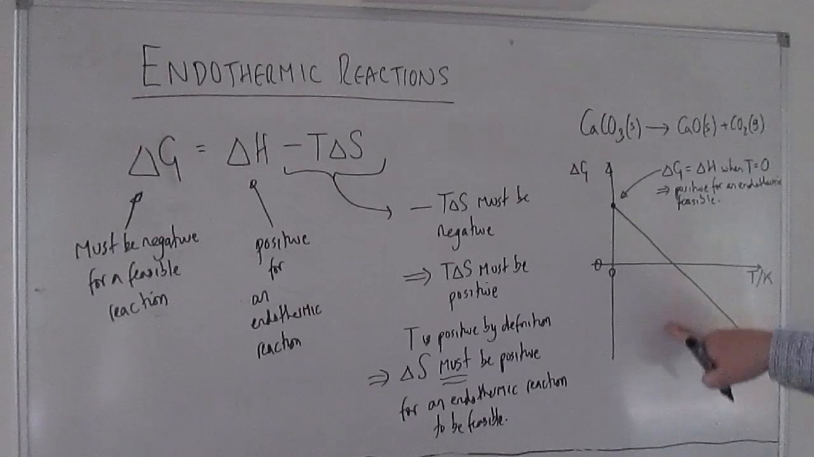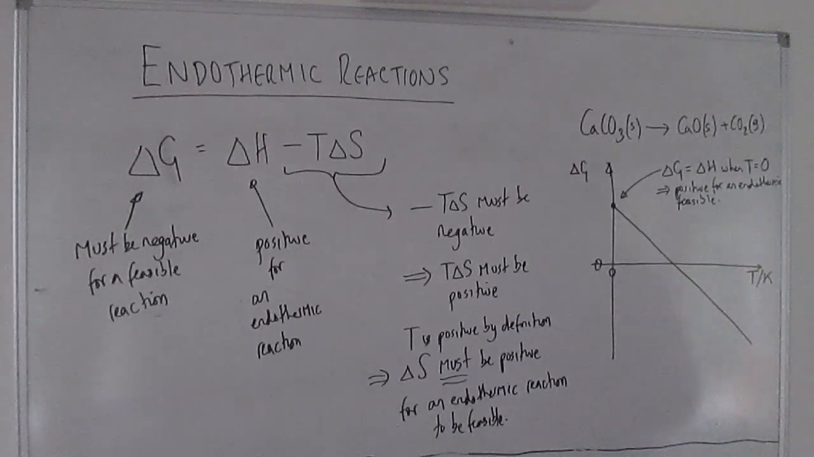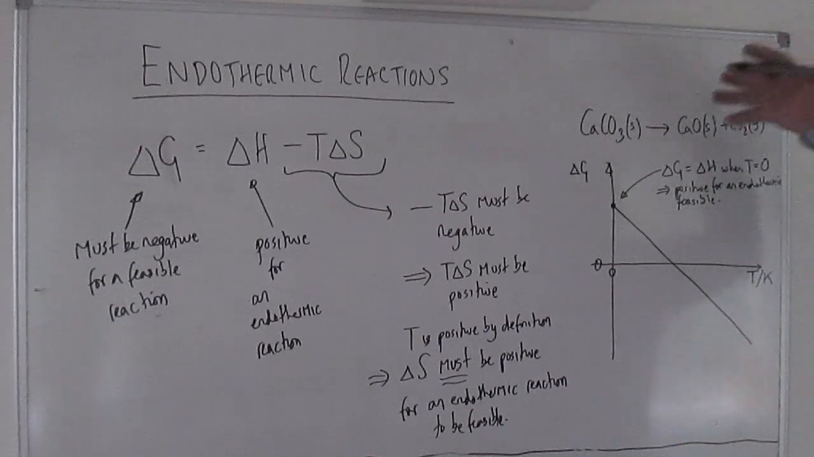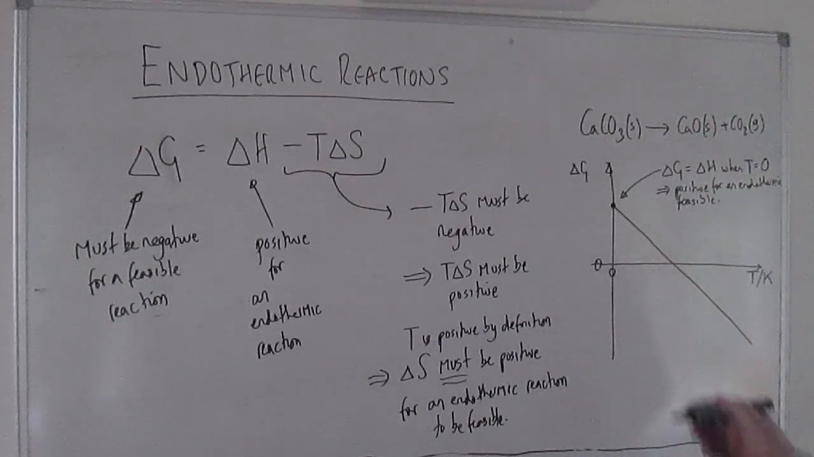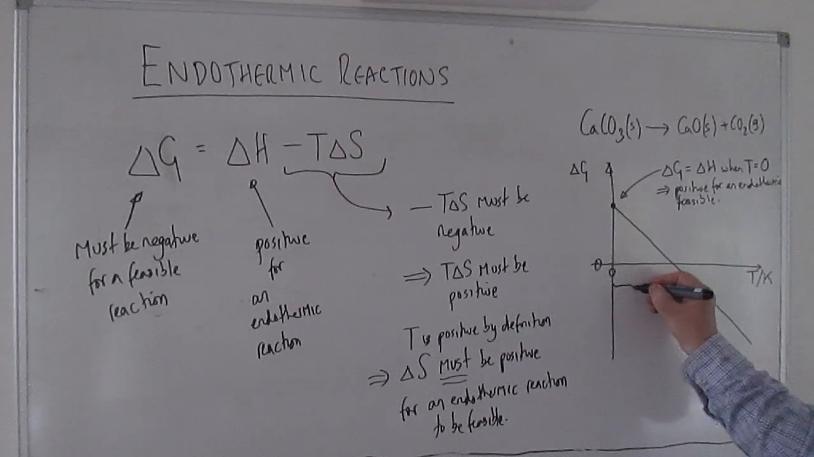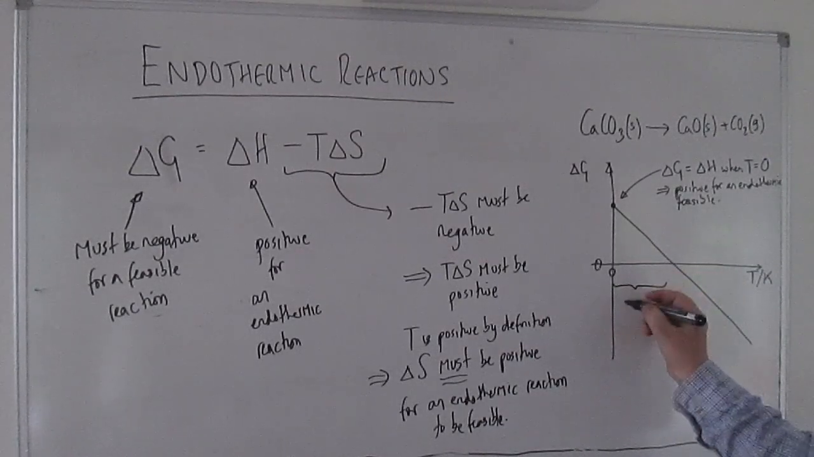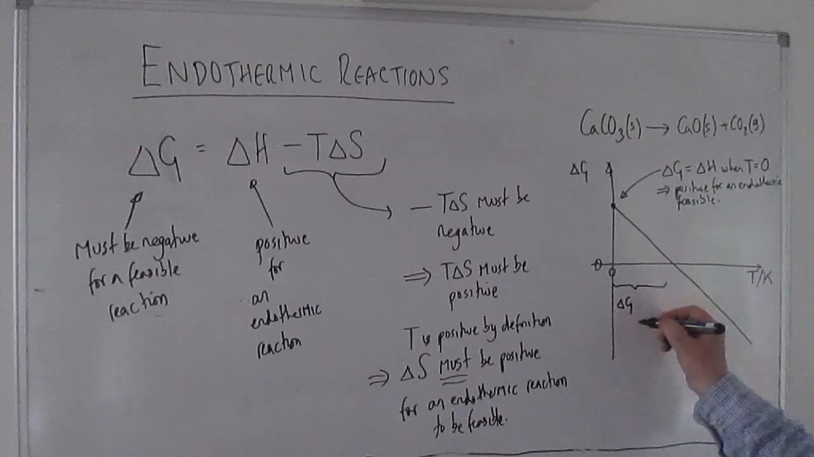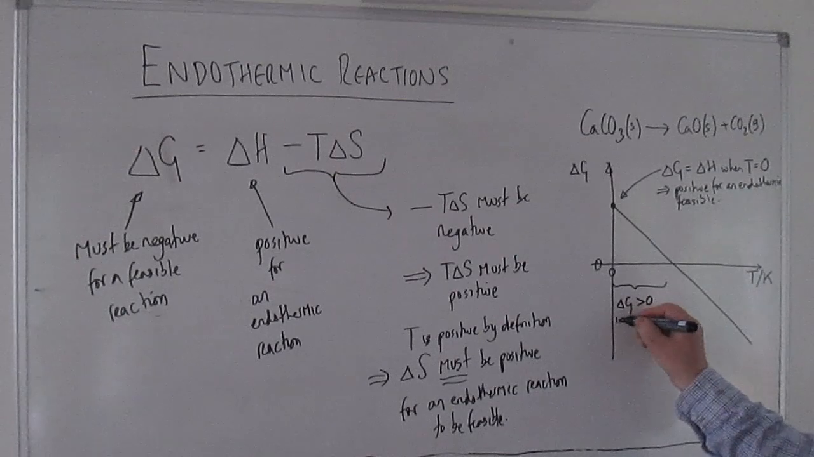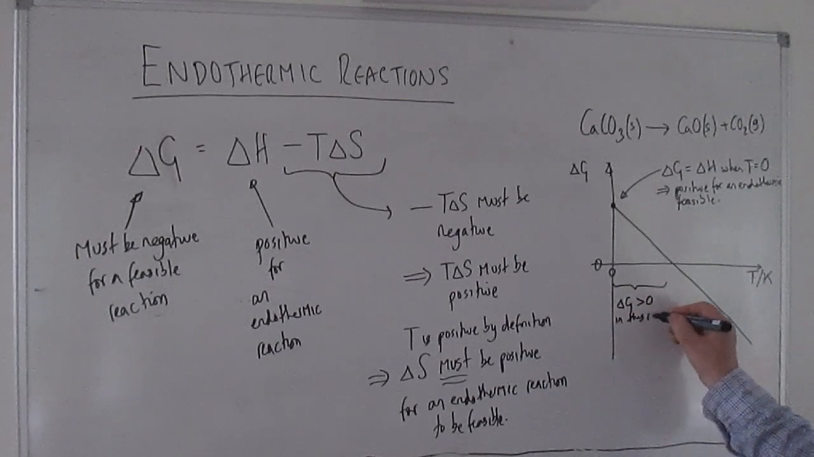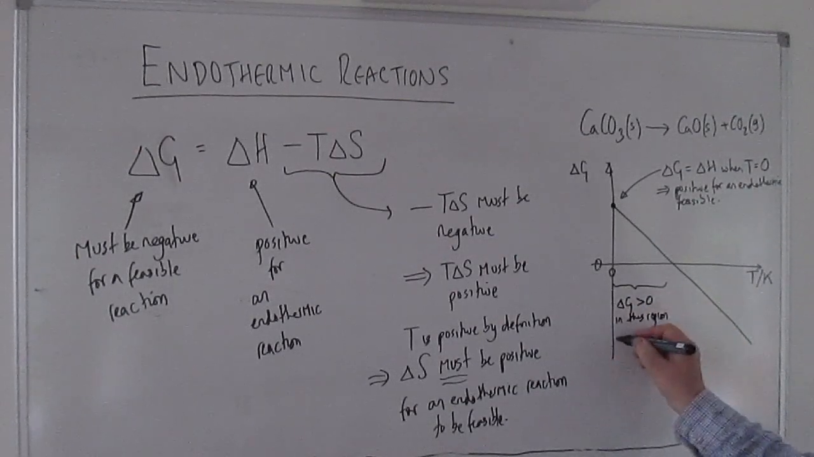So above this critical temperature, delta G becomes negative, and then the endothermic reaction becomes feasible. What this graph shows you is why endothermic reactions tend to occur at higher temperatures, because they're only feasible above a certain critical temperature. We can label this to make that point, that delta G is positive, greater than 0 in this region, which means that it's not feasible.